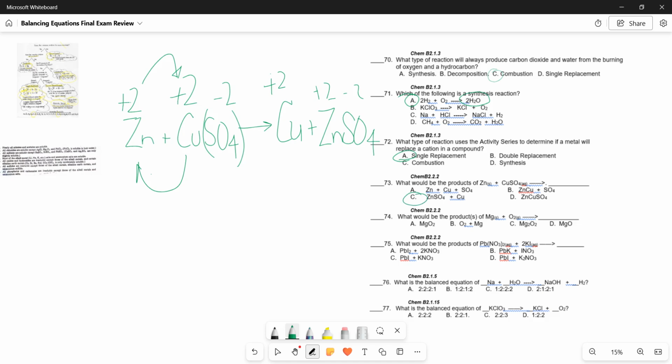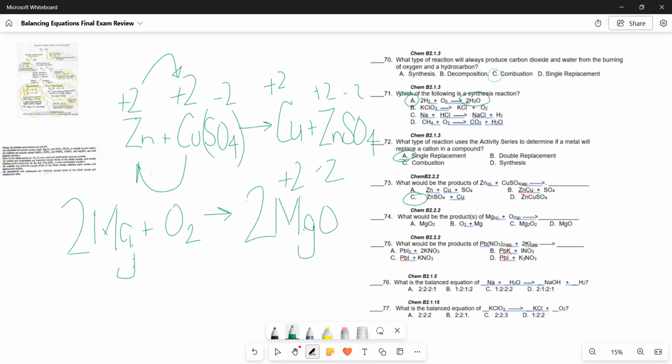74. What would be the products if magnesium and oxygen react? So this is a synthesis reaction. We have an element plus an element, and they're going to combine to form a compound. Now magnesium is going to pair with oxygen, and we need to look at their charges. Magnesium is a +2 and oxygen is a -2. So we're going to keep the 1-to-1 relationship here, but I do need to balance this. If I balance this equation, I need a 2 in front of the magnesium, so they get 2 oxygens on the right and 2 on the left, and then I need to put a 2 in front of here, and our answer to this problem is going to be D.